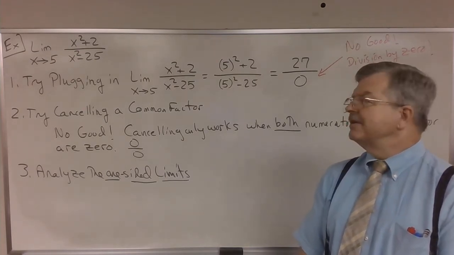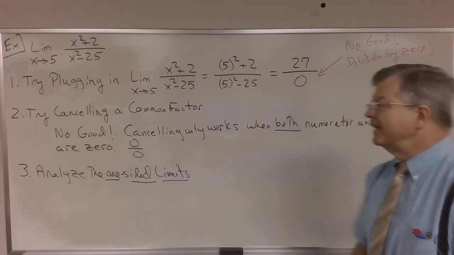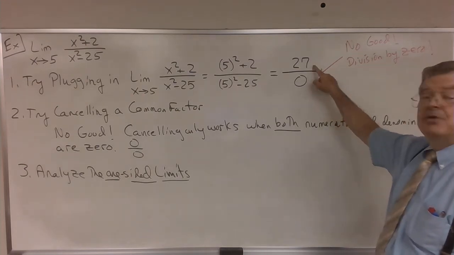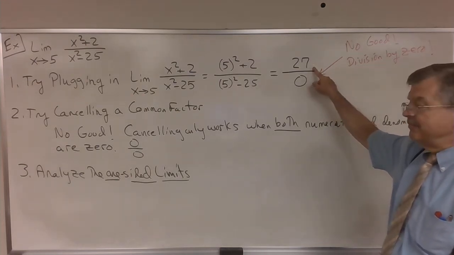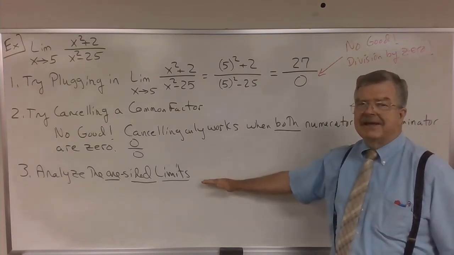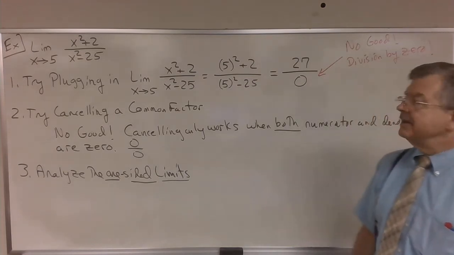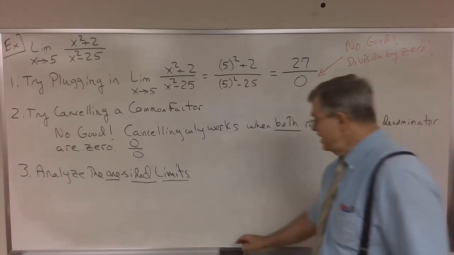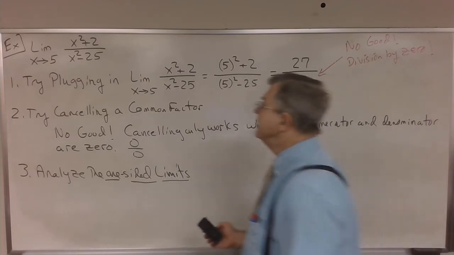In this particular kind of situation, where we have division by 0, but the numerator's not 0, we've got to go to plan C, where we analyze the one-sided limits. So let's do that.